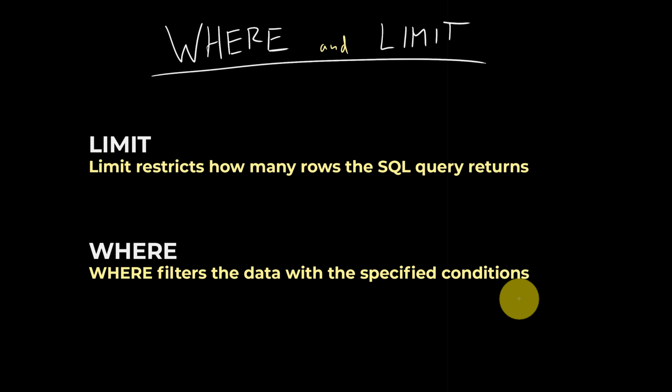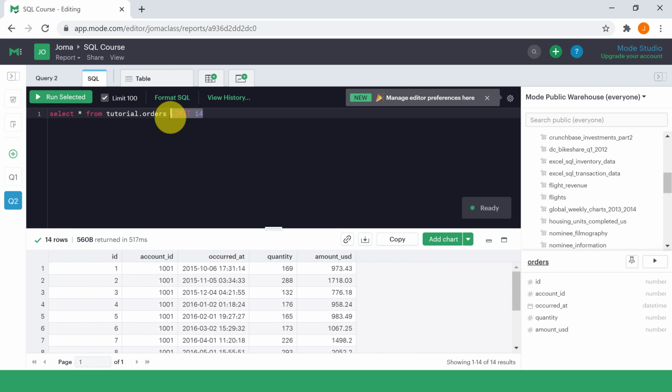Same thing in SQL, we can do that. And usually the where clauses are based on the columns. All right, let's look at an example. Going back to this one, I'm gonna remove the limit. And all right, let's look at the fields real quick. So these are the columns: amount USD, quantity, occurred at, account ID, and ID.